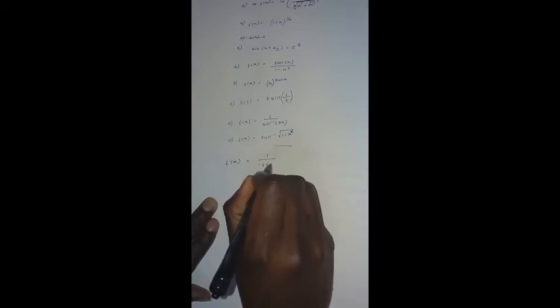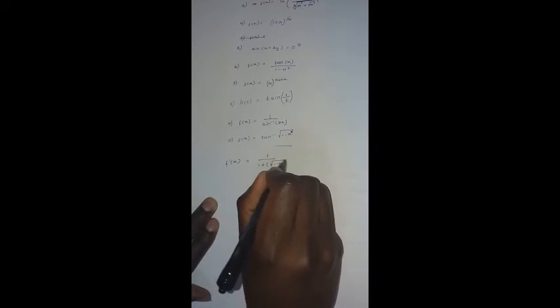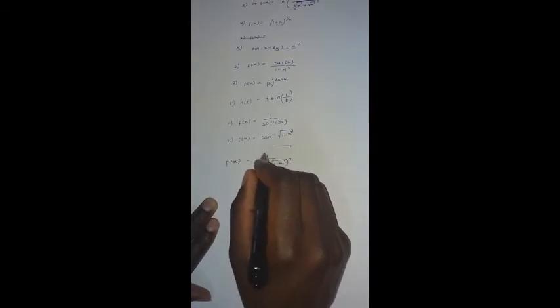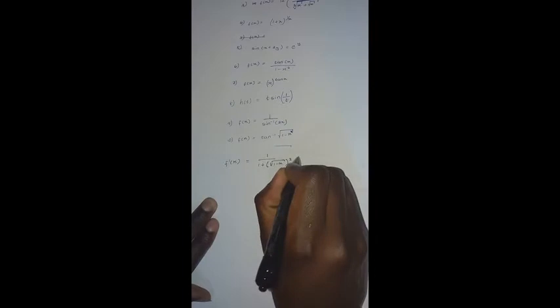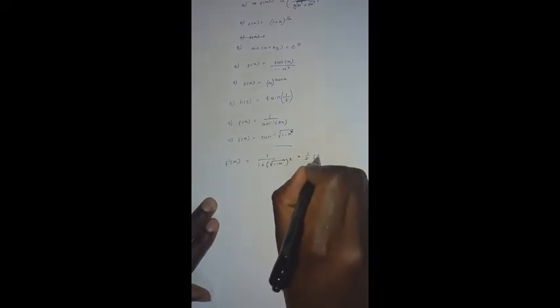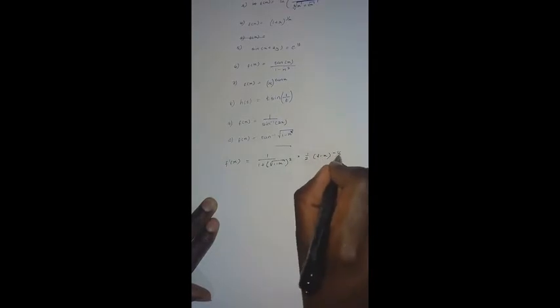So your x was root of 1 minus x, and you square that, and then on your numerator is going to be the derivative of that, which is just equal to times, it's a half (1 minus x) to the power of negative half, times negative 1, and then that will be your final answer.